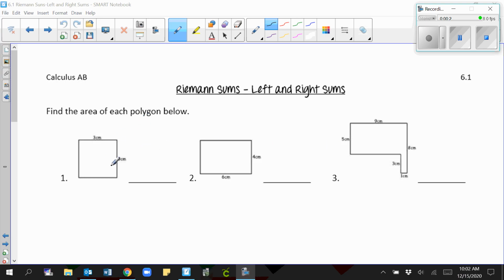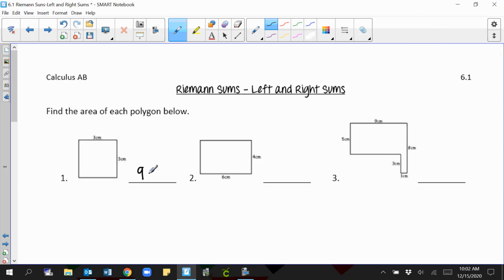If I have a square right here, to find the area, I'm just going to do 3 times 3, which gives me 9 centimeters squared. For this rectangle, I would just do the length times the width. So I'd do 6 times 4, which would give me 24 centimeters squared.